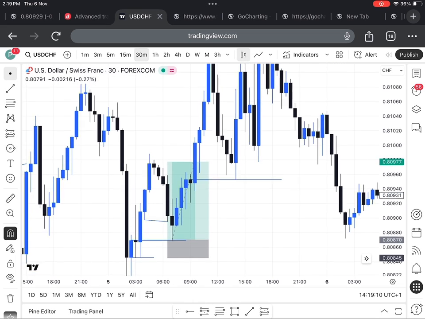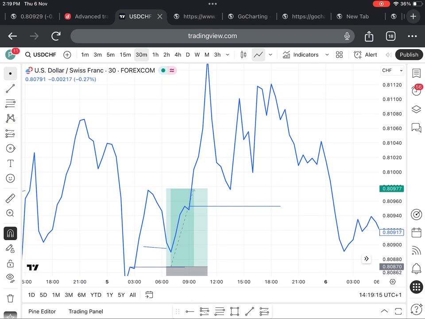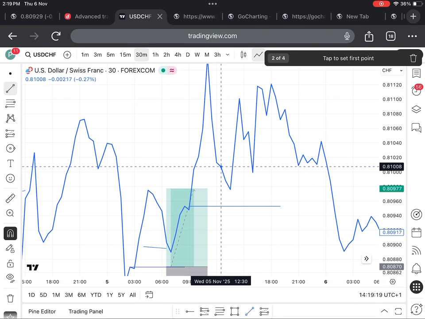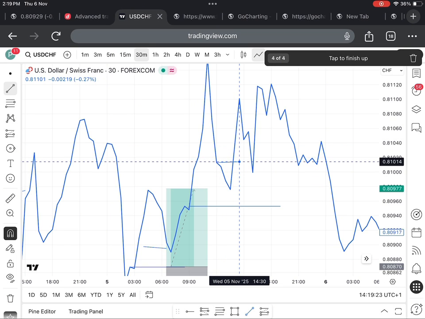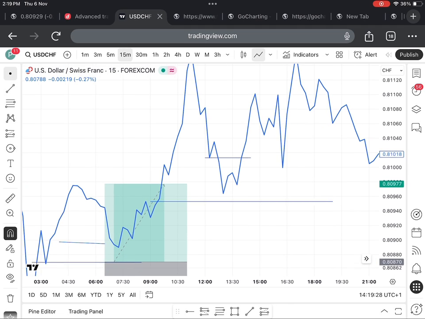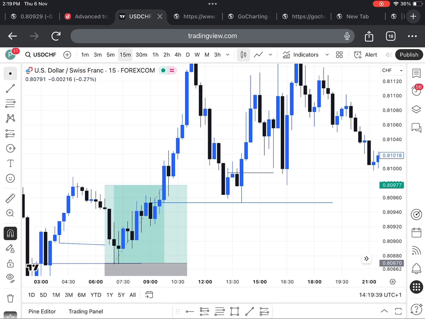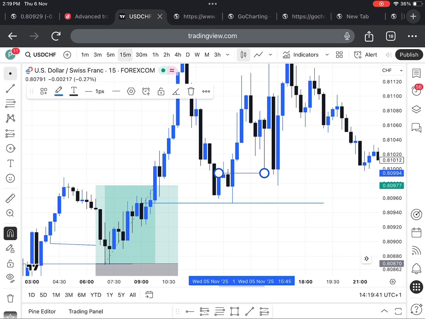So let's go to 15 minutes to see. I'm already seeing a break of structure on the 30 minutes, but it is not that clear. If you look at the line chart, you can see all these breaks, this one and this one below it, structures that got broken. Let's go to 15 minutes. You can see it even broke structure here and here also. Wow, like three breaks of structure. These are first breaks of structure.